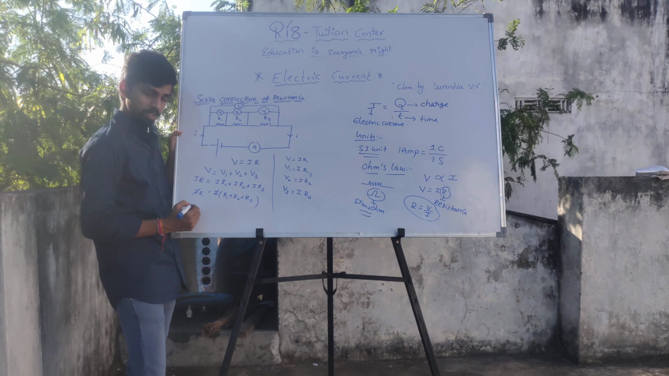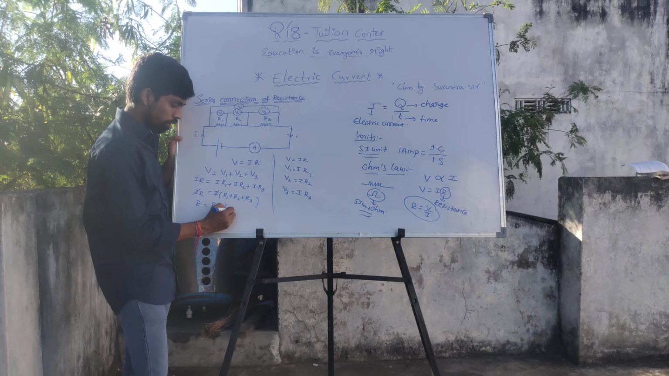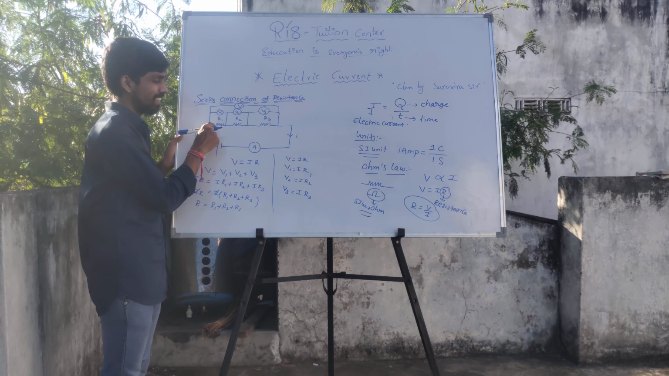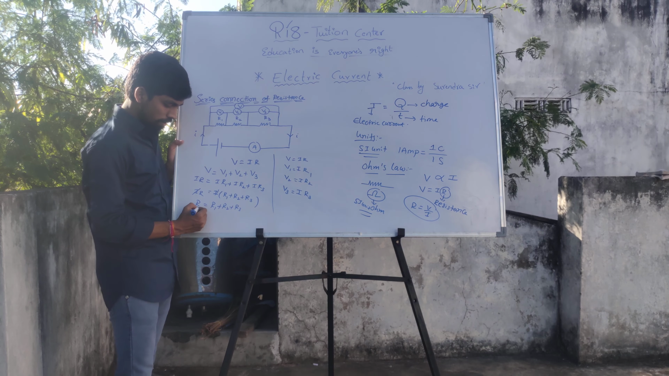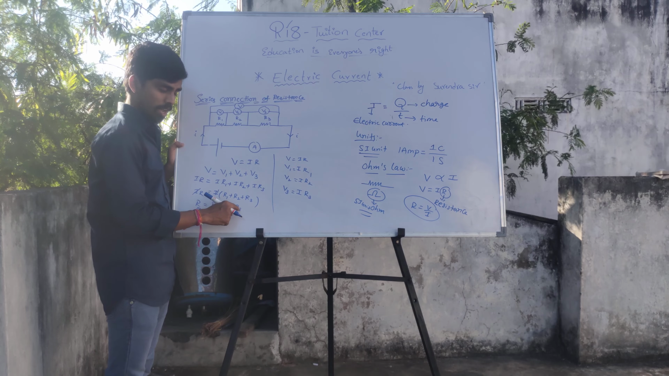I cancel with each other, then R equals R1 plus R2 plus R3. Here, take only three resistances connected in series. So the equivalent resistance R equals R1 plus R2 plus R3.